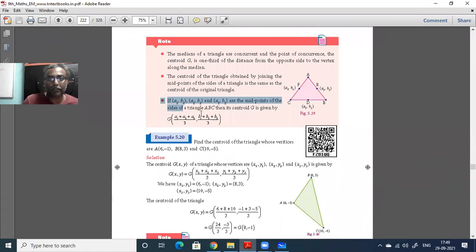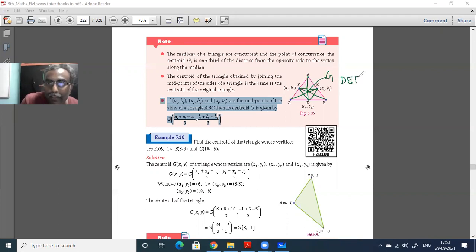If D, E, F are the midpoints of the sides of a triangle ABC, then its centroid G is given by (A1 plus A2 plus A3) by 3. Okay. What you are saying here is, you join these 3 points, you get another triangle. Okay. That triangle has a centroid. That centroid and this triangle centroid will all be the same. G is same for both DEF triangle and ABC triangle. Okay. G is centroid.